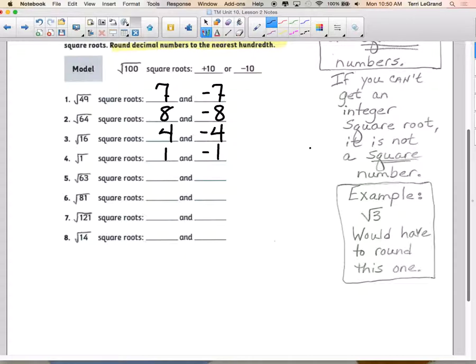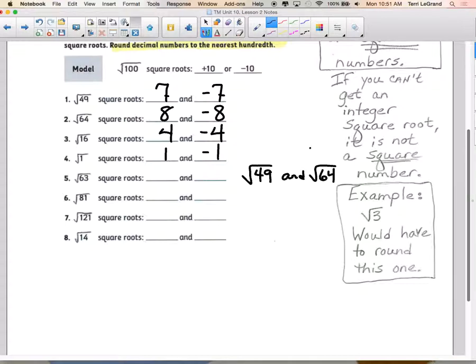It's not a perfect square. In fact, here's a way to test it out. Which square number is 63 close to? 64. And 8 times 8 is 64, right? Well then, since 63 is just under 64, what's 7 times 7? 49. So the square root of 63 has to fall somewhere between the square root of 49 and the square root of 64, because those are the square numbers on either side of 63.